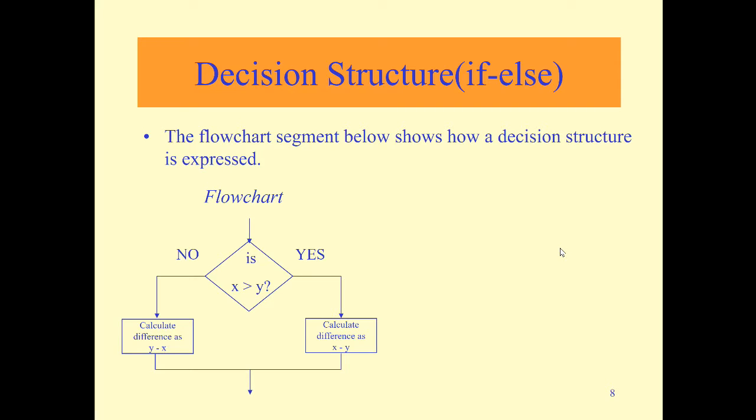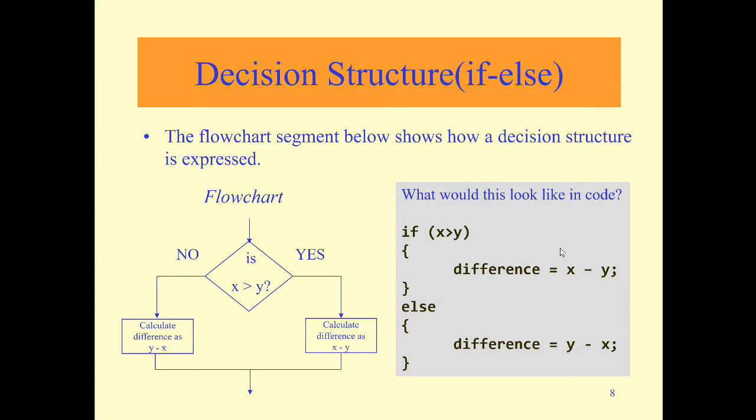So the flowchart segment below shows how a decision structure is expressed. What would this look like in the code? We have a decision: is X greater than Y? If it is, then the difference would be X minus Y. And if it's not, then the difference would be Y minus X. And you can see that matches up with the flowchart.